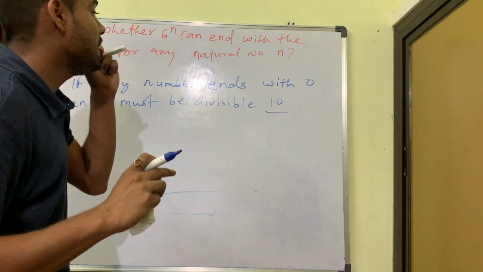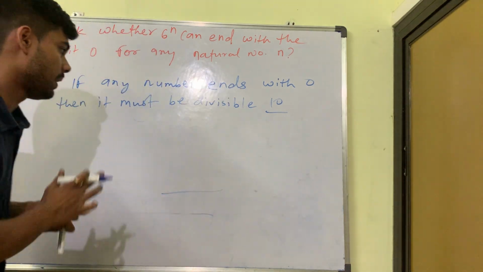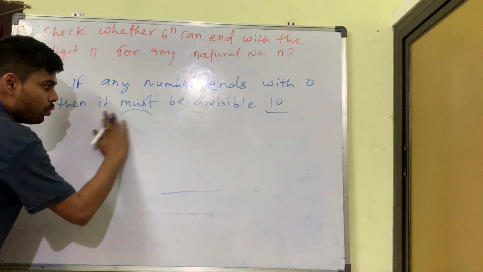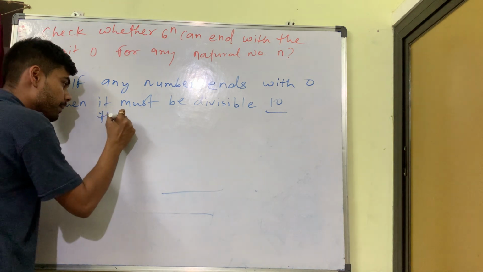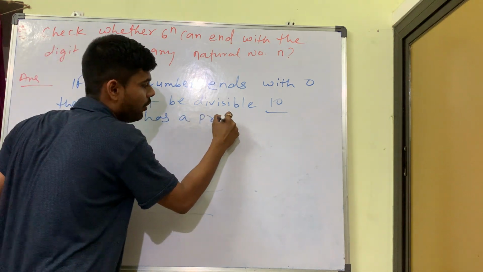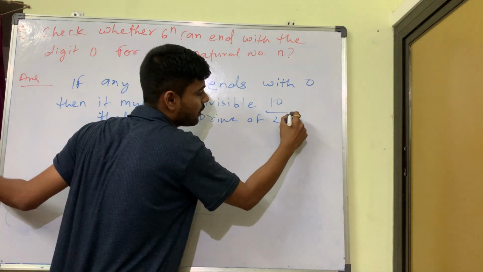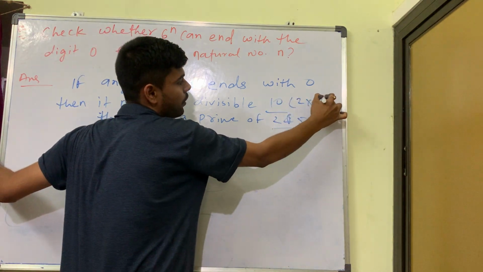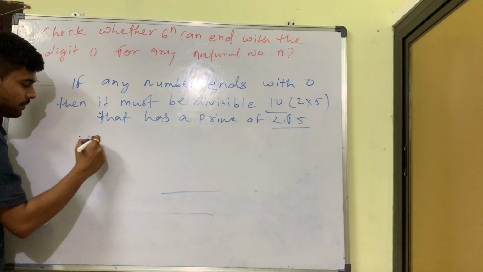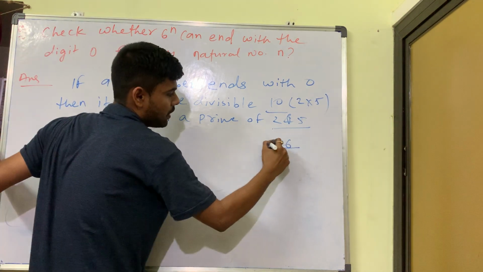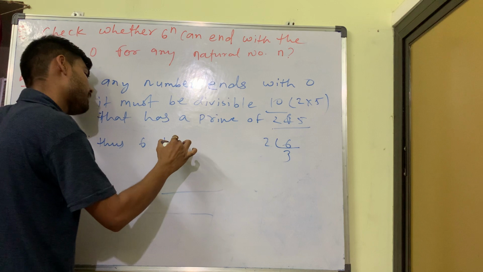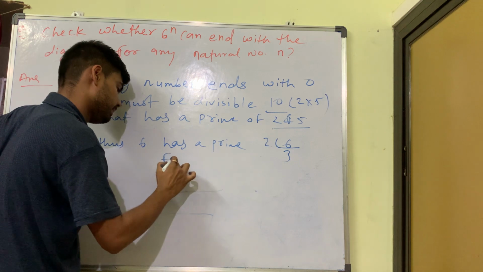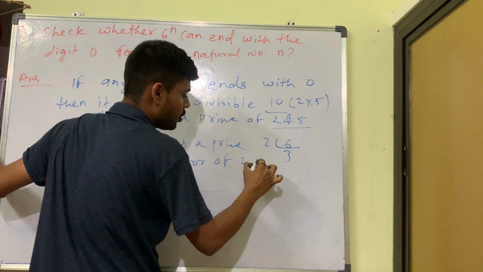So see bacha, if any number ends with 0, then it must be divisible by 10. So in other words, we can say that 10 means what? 2 into 5. So that number has a prime factor of 2 and 5, because 10 we can write as 2 into 5. That's why. So see, 6 is there. So 2 into 3, thus 6 has a prime factor of 2 and 3.